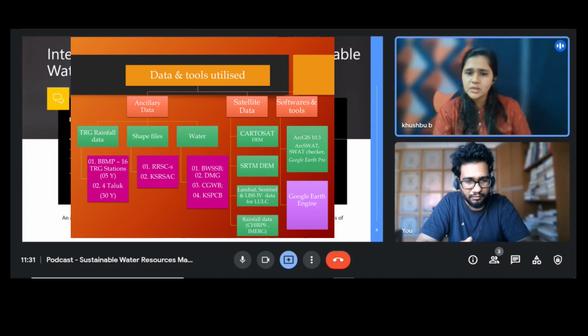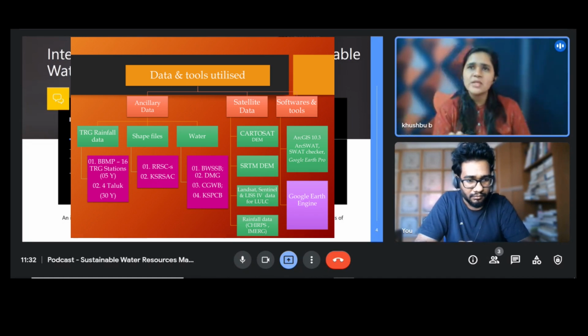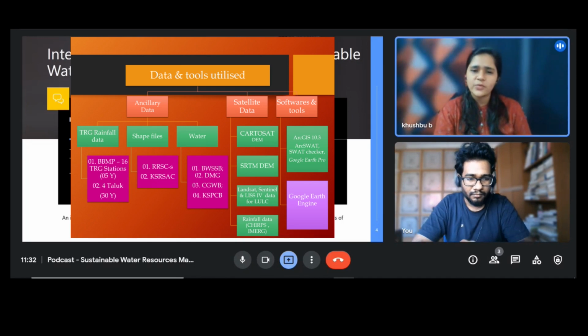And then we have all the shape files which we have obtained with the help of KSRSAC and the Regional Remote Sensing Center, RRSC. And then the water resources related data which we have obtained from BWSSB, Department of Mines and Geology, Central Groundwater Board, and Karnataka State Pollution Control Board. So this is all numbers data or shape files. Shape files are one of the formats we use in our geospatial software tools, which has all the information in point, polygon, and line format, and all its attributes are available.